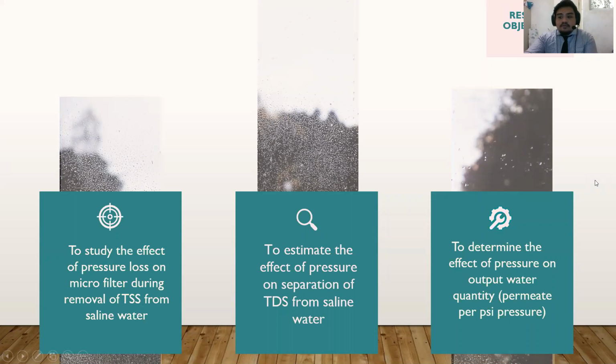Next is the research objectives of this final year project. The first research objective is to study the effect of pressure loss on microfilter during removal of TSS from saline water. TSS here is the total suspended solid that can be found trapped in the water column. The next research objective is to estimate the effect of pressure on separation of TDS from saline water. TDS here stands for total dissolved salts. Research objective 3 is to determine the effect of pressure on output water quantity per unit meter PSI pressure.